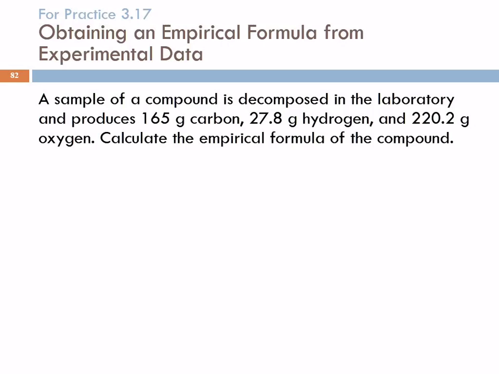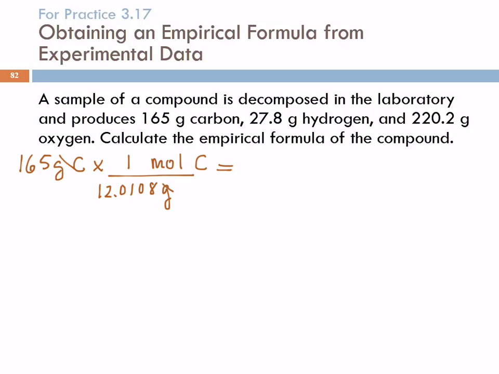We need to convert the grams to moles for each element separately, and then look at mole ratios. So I'm going to take this 165 grams, and I need to put a C there. That's grams of carbon. I'm going to convert this to moles. So I want moles of carbon on top and grams of carbon on the bottom. I look at the periodic table, and I see that 1 mole of carbon is 12.0108 grams.